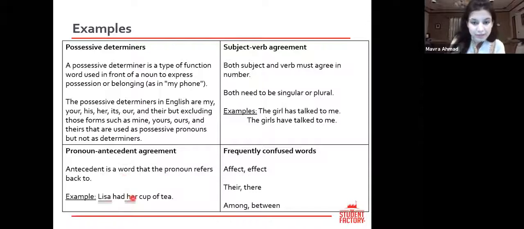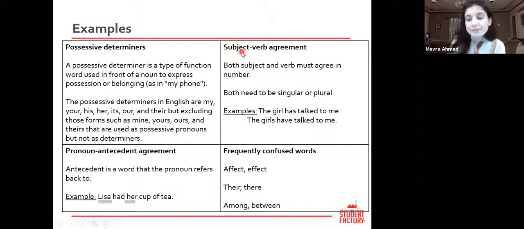The pronoun should agree with it. If I say this sentence as Lisa had his cup of tea or Lisa had their cup of tea, then this will be completely wrong, because then there will be no pronoun antecedent agreement, because it's not going to be consistent with the antecedent. The pronoun is different and the antecedent is completely different.